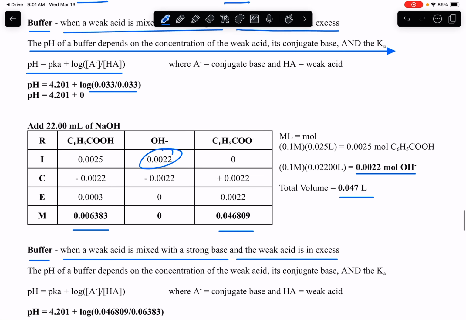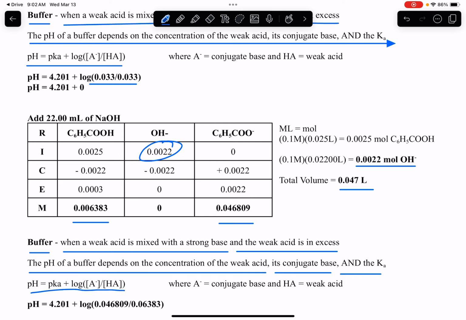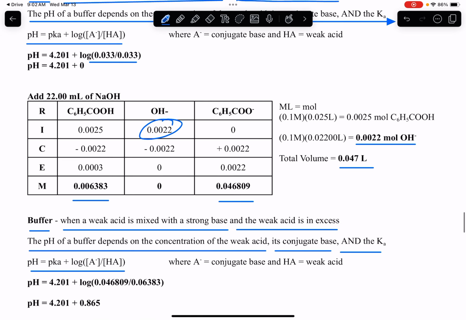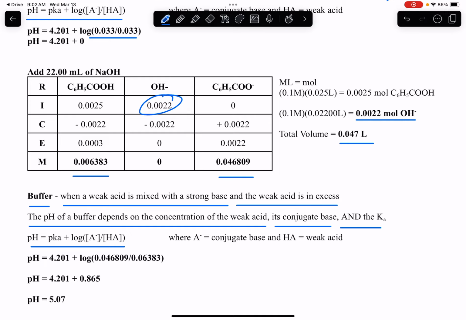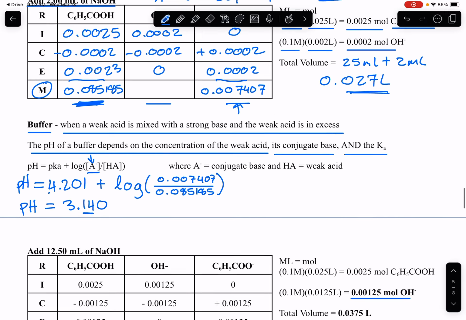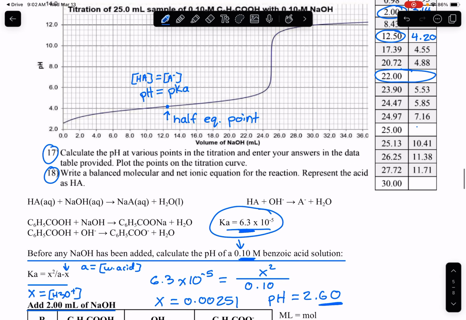The buffer pH depends on the concentration of the weak acid, the concentration of its conjugate base, and the Ka of the weak acid. Here's the equation. We plug in our values, and we now get a pH of 5.07. Let's add this up here, 5.07.